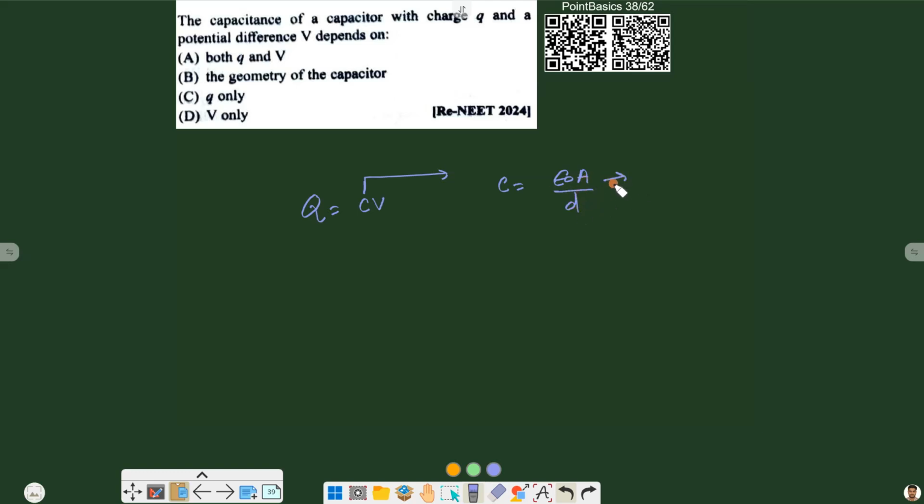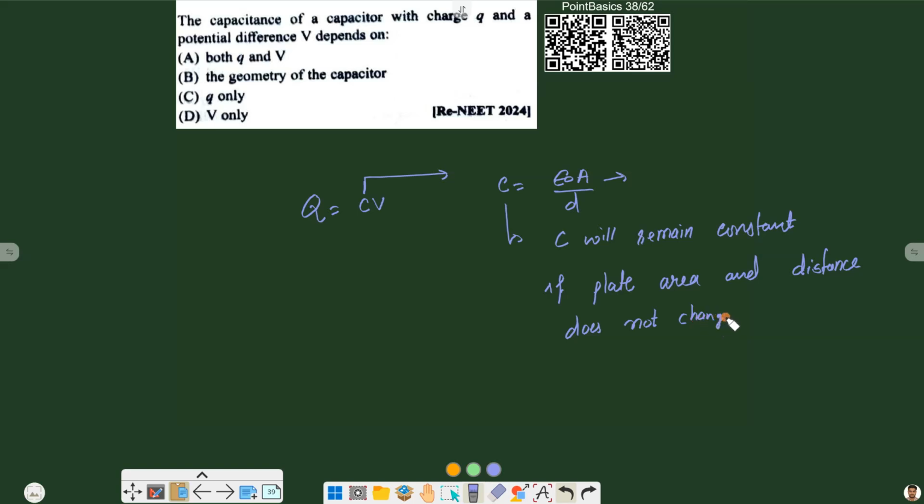If neither the area changes nor the distance between the plates changes, in that scenario we can say C will remain constant if the plate area and distance do not change.